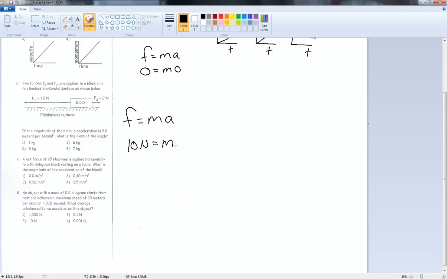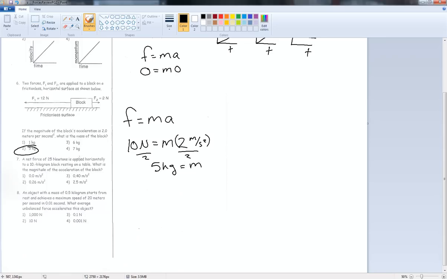We don't know what the mass is, we're looking for it. And they told us the acceleration was 2 meters per second squared. So can you solve this for m? Yes, divide each side by 2. And you should get that 5 kilograms is equal to the mass of the object.